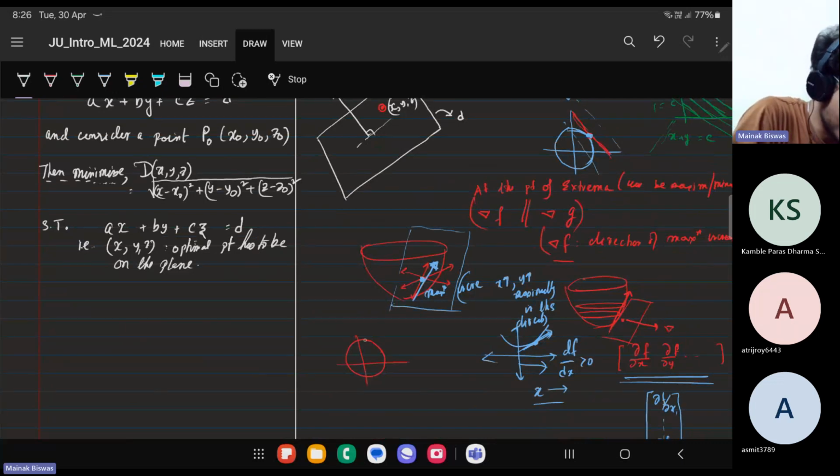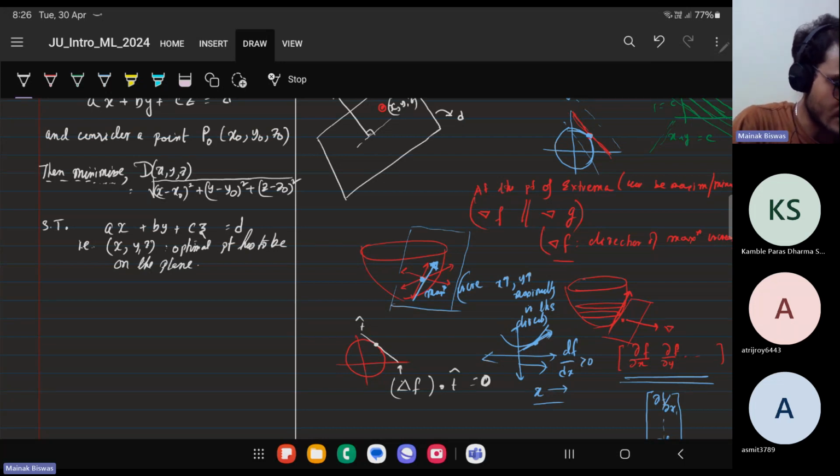Do you agree that along the tangent there is no change? Can you tell me why there is no change along the tangent? Means for that, c is constant, x plus y change equals del f dot the tangent. So this is the tangent, say the tangent vector t, is equal to 0, right? Correct?